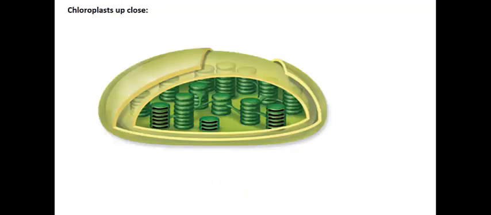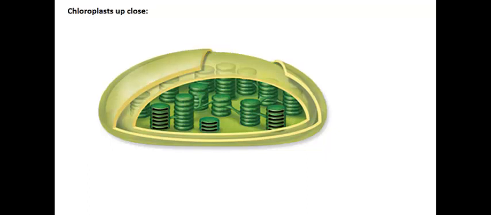So if we look even closer at a chloroplast, we can see that they are well designed for photosynthesis because they have an incredibly large surface area to conduct the photosynthetic reactions on. A chloroplast has two outer membranes. These outer membranes are a feature from its previous life as a free-living cyanobacteria.